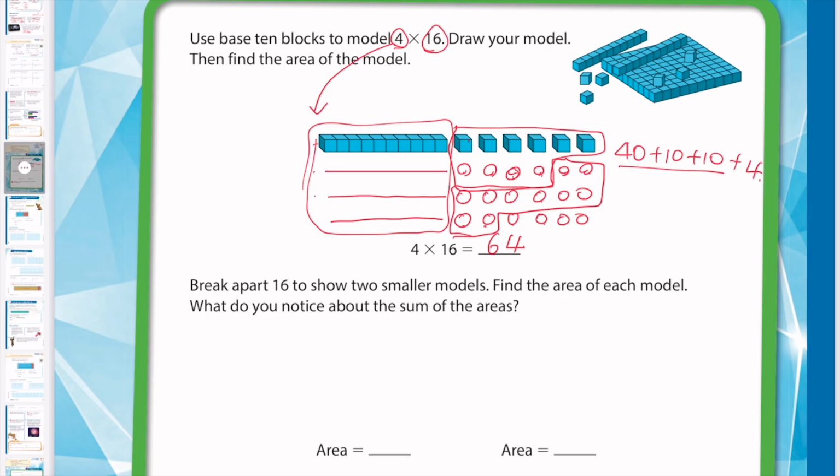All right, this is how you use this area model to find the product. But then what about the other way? Okay, so break apart, which means, yes, distributive. Break apart 16 to show two smaller models. Find the area of each model. What do you notice about the sum of the areas?